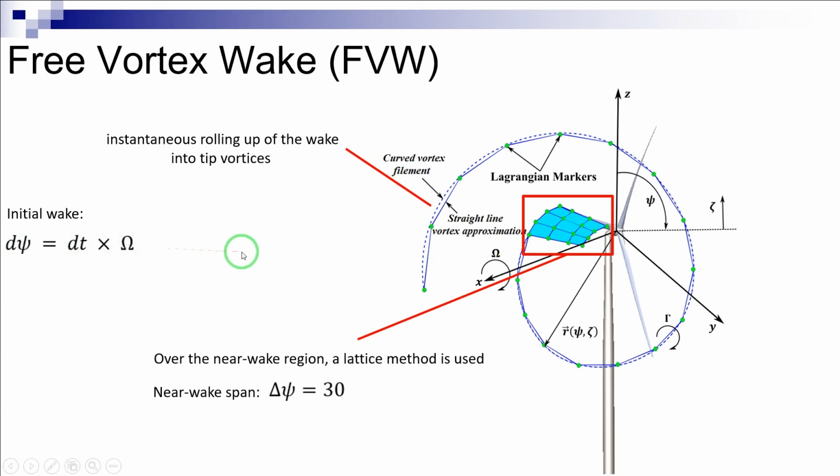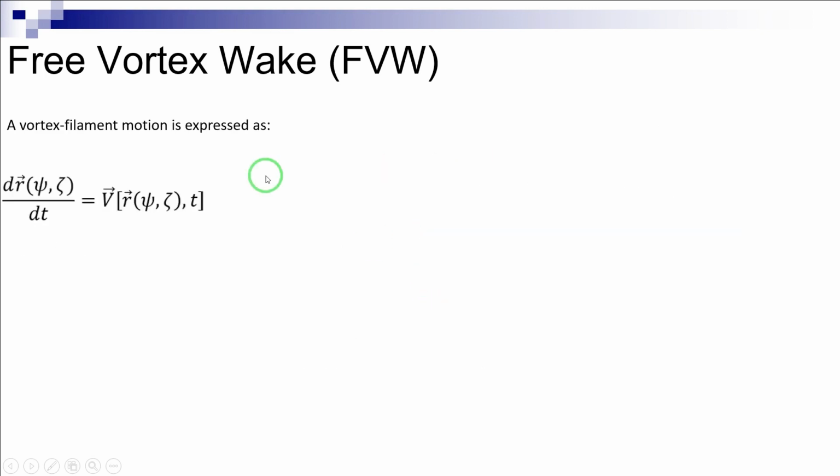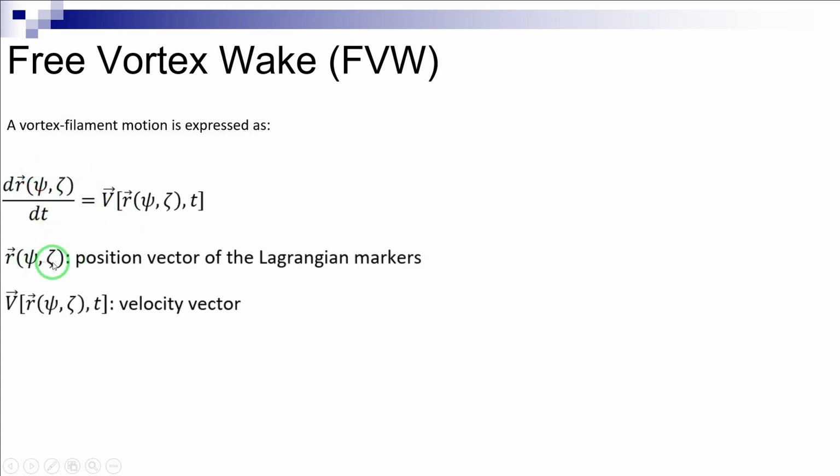Considering that the wake moves and distorts as the markers convect downstream, the wake structure then changes. A vortex filament motion is expressed using this equation. Here, r as a function of psi and zeta is the position vector of the Lagrangian markers, and v as a function of r and t is the velocity vector.